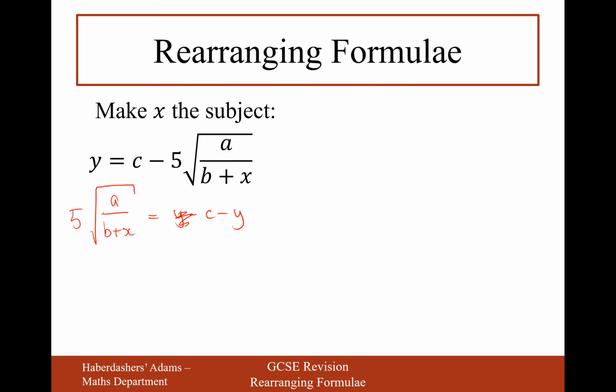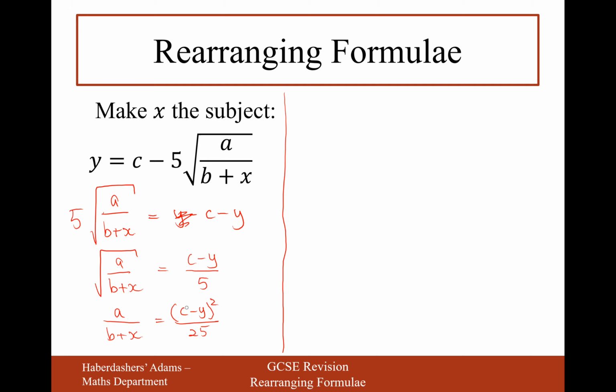Now I'll divide by the 5, so I can get inside this square root: c minus y over 5. And the next thing I'll do is square both sides to get rid of the square root. On the top of the right hand side, it's going to be c minus y squared over 25. So I square the top and square the bottom. Next thing I'll do is that cross multiplying thing. So it's going to be 25a equals, and then in brackets, b plus x times c minus y squared.